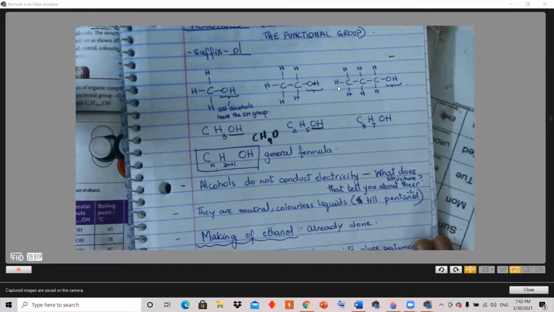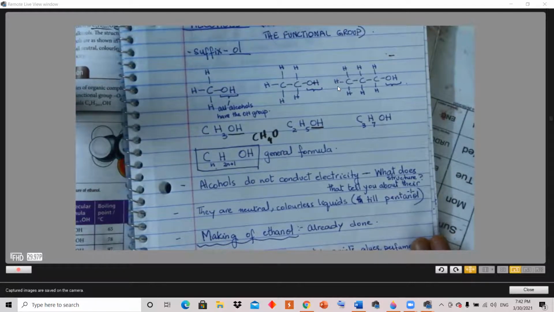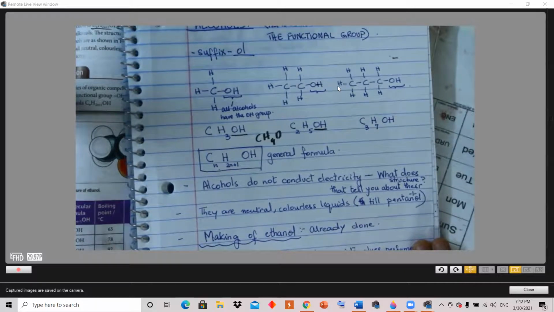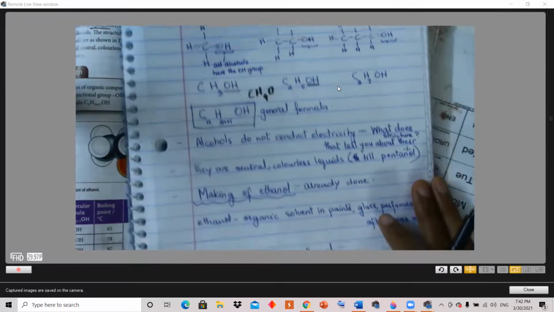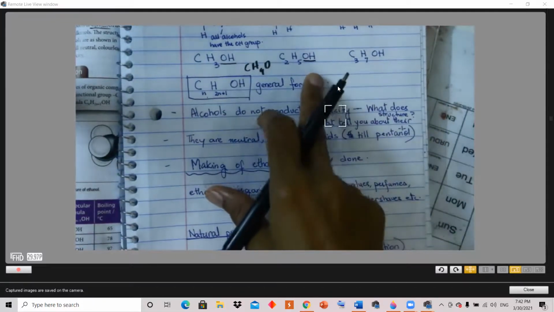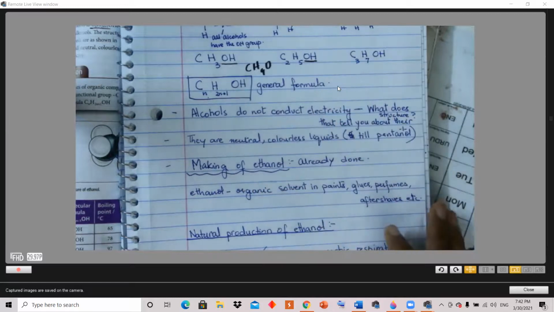It is volatile. Its boiling point is not that high. It's not higher than water. Its boiling point is a little above room temperature, like around 75 or so. So it is volatile, but it is not as low as the alkanes and the alkenes or the other hydrocarbons. And that's because of the hydrogen bond.